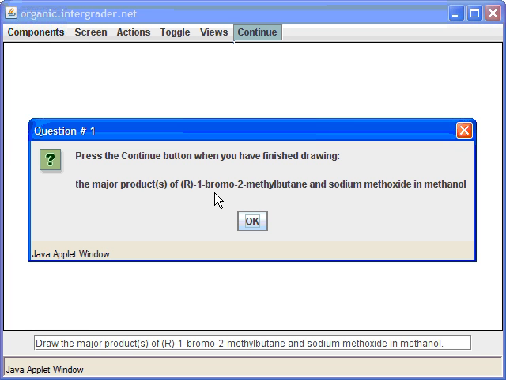Okay, in this question, we're asked to take this alkyl halide, a chiral alkyl halide, and react it with sodium methoxide. The solvent for this is going to be methanol. Now, don't be fooled just because methanol is a protic solvent.